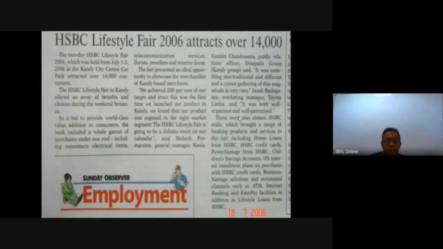Now, for example, can you imagine the HSBC Lifestyle Fair attracted over 14,000 customers within 2 days, July 1st and 2nd? See the amount of visibility they got through this method. Potential customers within 2 days, about 7,000 per day on average.